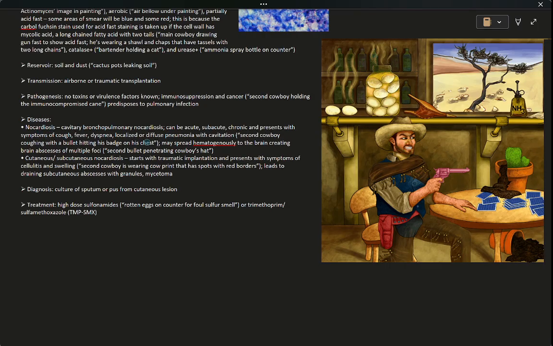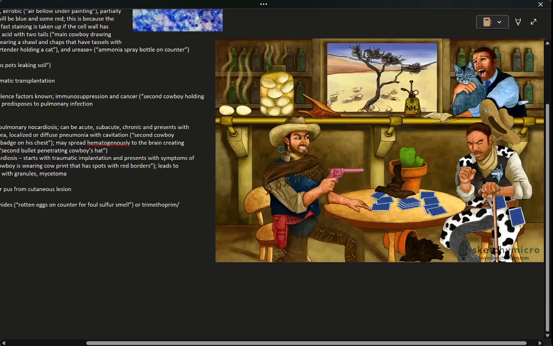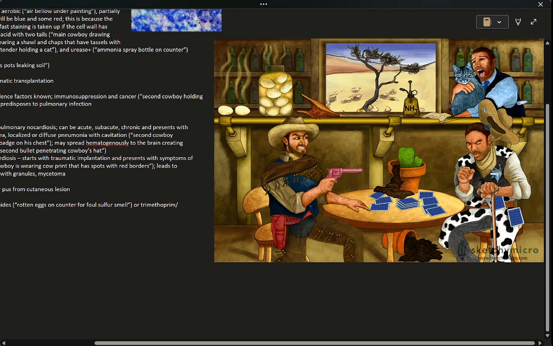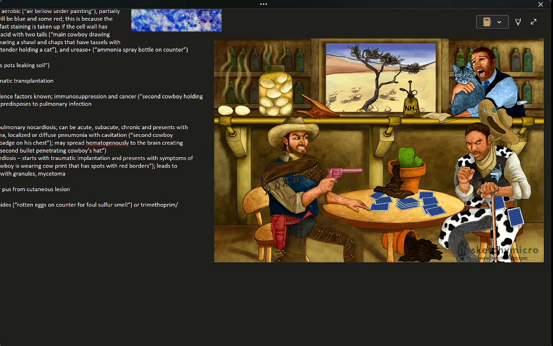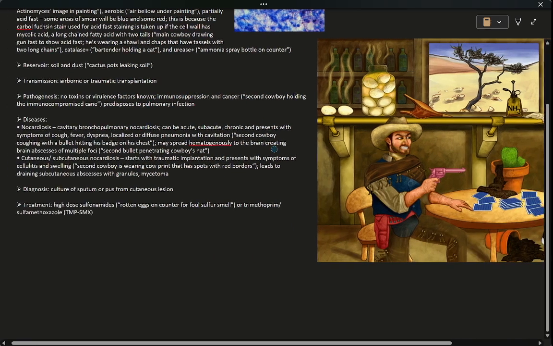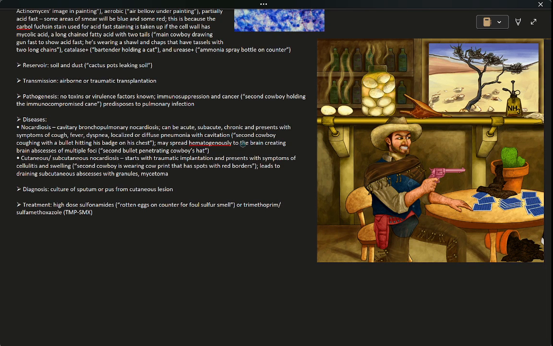And in addition, this disease may spread hematogenously to the brain, thus creating brain abscesses of multiple foci. And this time, just imagine the second bullet penetrating the cowboy's hat to symbolize this hematogenous spread to the brain and the presence of brain abscesses. So, here is the second cowboy's hat, and look at that bullet penetrating through it. So that's supposed to help you to remember this brain pathology.